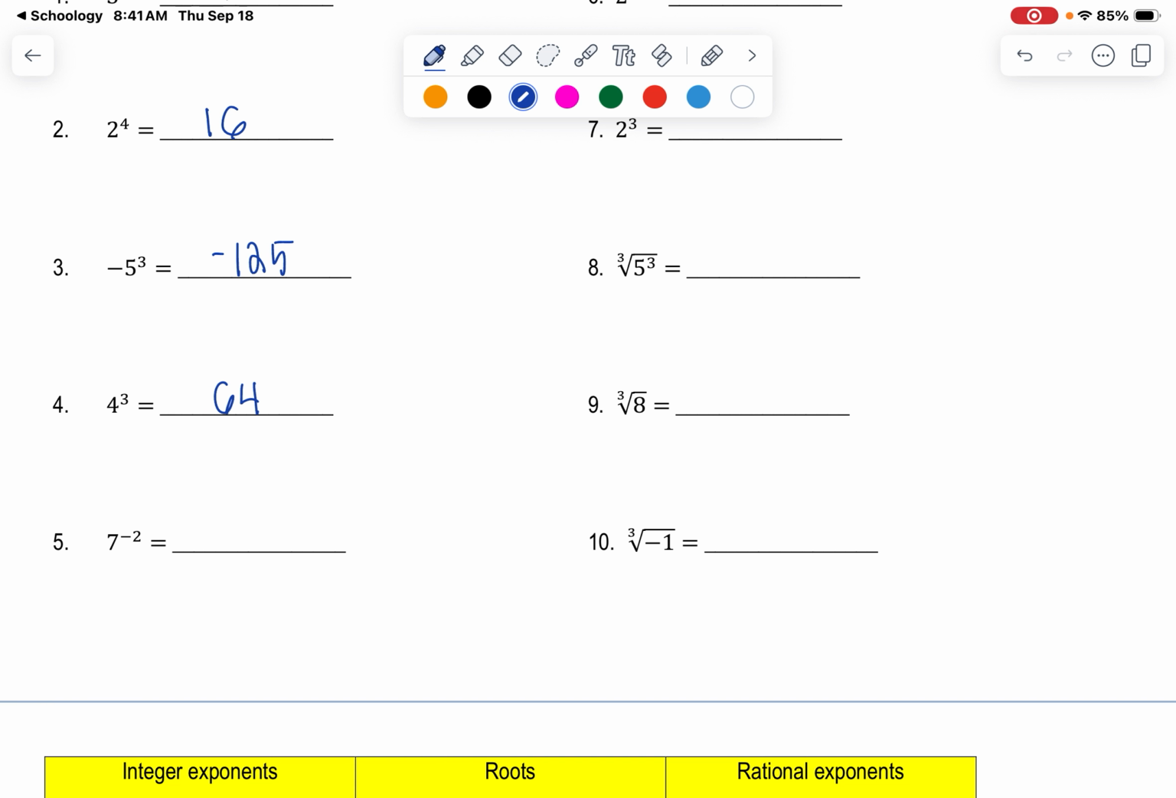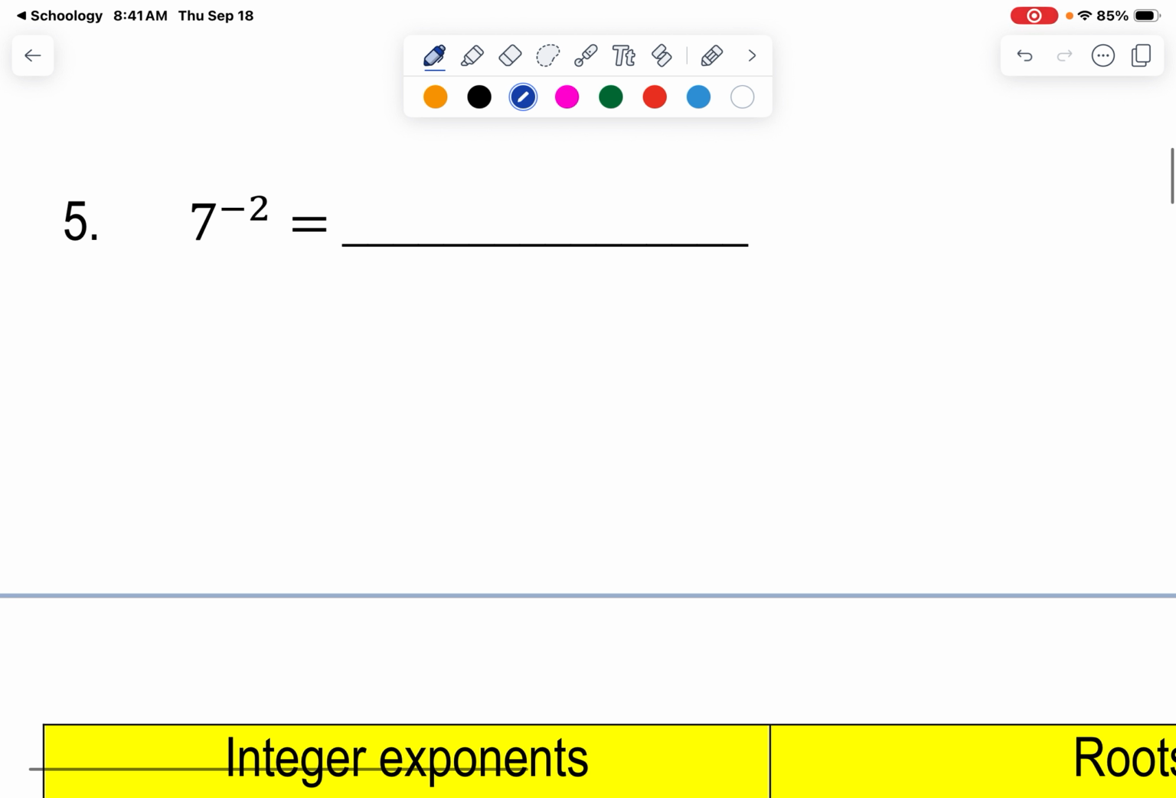7 to the negative second. So we have a negative exponent here. As a reminder, we cannot have negative exponents in our answers. There is a property that says that if you have a to the negative m power, that is equivalent to 1 over a to the positive m power. So this is equivalent to 1 over 7 squared, which is 1/49th.